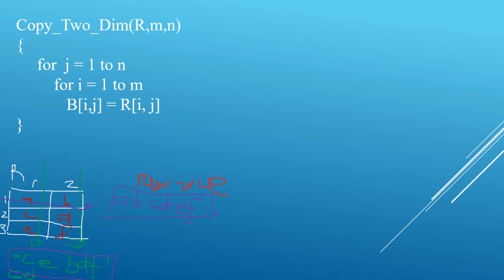Now let us simulate the given example. For column wise, it should copy by column. We will do that by simply assigning an array name R with size m by n. As I have mentioned earlier, we have 3 rows and 2 columns. And then we have array name B, having the same size as its source, so 3 rows and 2 columns.